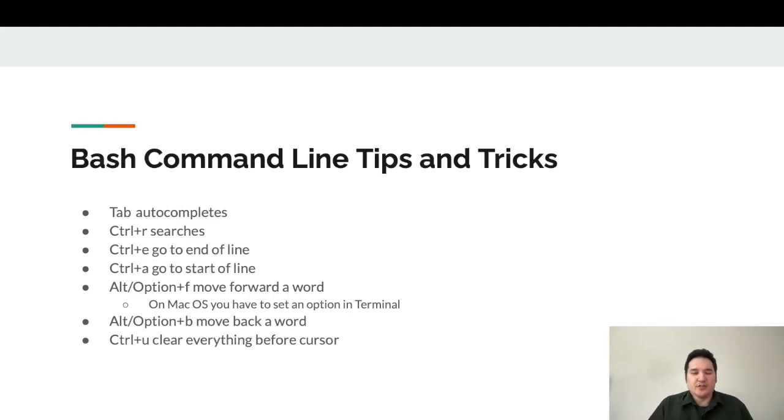Finally, hitting Control and U at the same time will clear everything before your cursor. So say you have a whole bunch of stuff in your terminal and you just want to start from scratch, you can hit Control U and it will clear everything. Typically, in most terminal programs, you can still scroll up and see what was cleared. This just lets you have a clean slate.